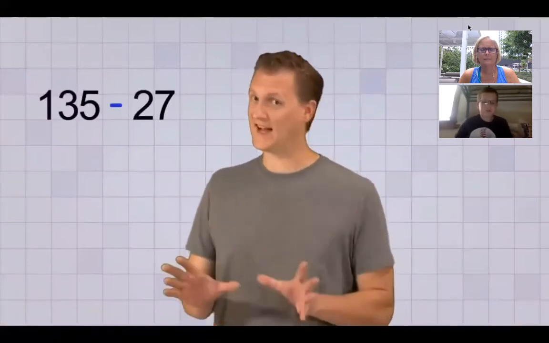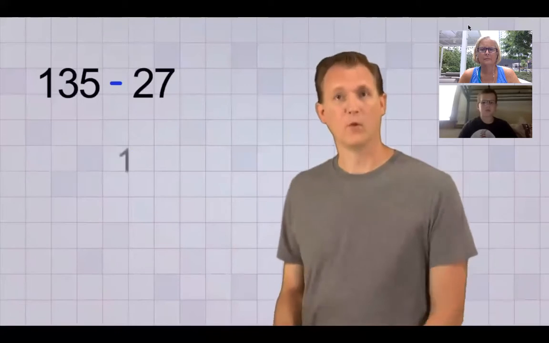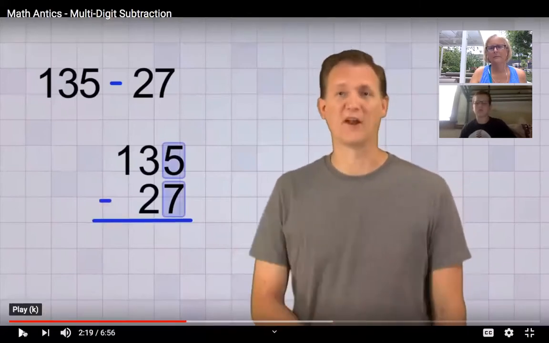All right, let's see another example. 135 minus 27. Aha! This is where multi-digit subtraction can get a little tricky. Let's rewrite our problem. 135 on top, 27 below it, with the ones places lined up neatly, and our answer line and subtraction symbol in place. There. Okay, so I'm going to stop him there.